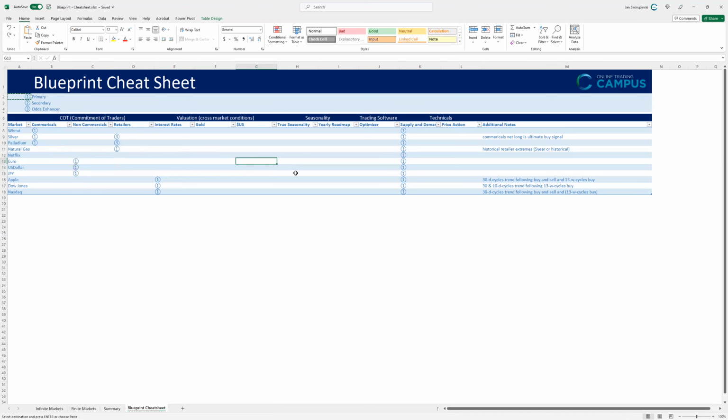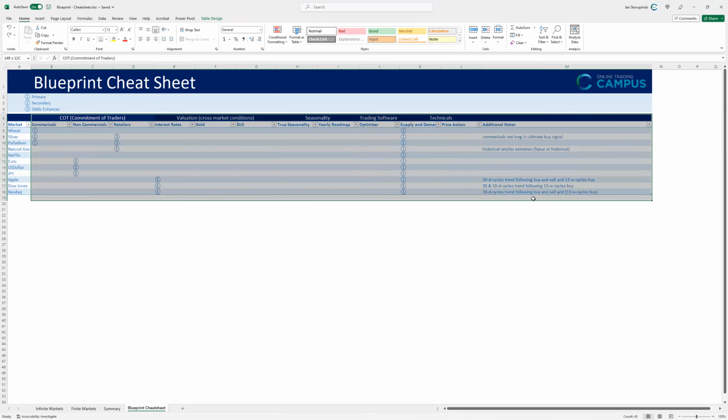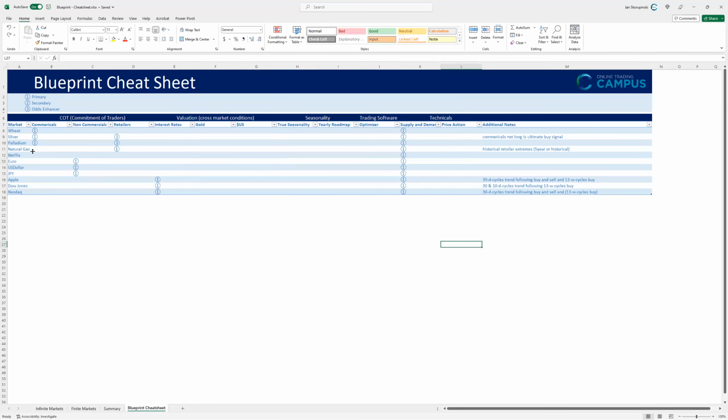So for all of the markets that we cover, I want to create this sheet, this blueprint cheat sheet, right? And this is something that you want to maintain for the rest of your trading career, because all your key learnings, and you should put more additional notes here, right? Because a lot of things that I'm saying, I'm not even writing down, but the things that you're learning as you go, you want to write them down, right?